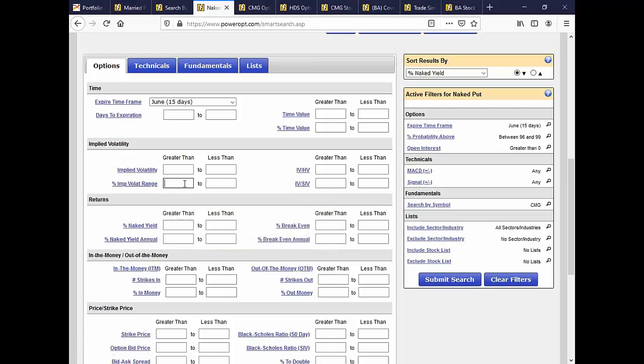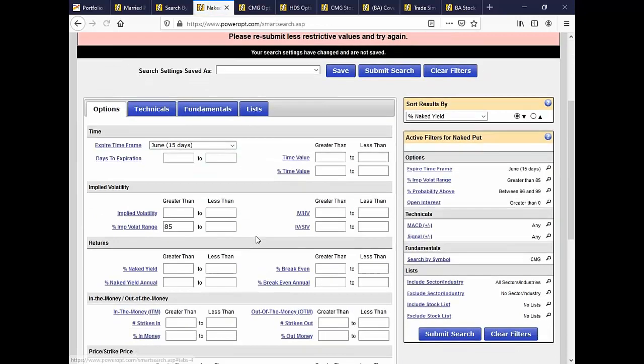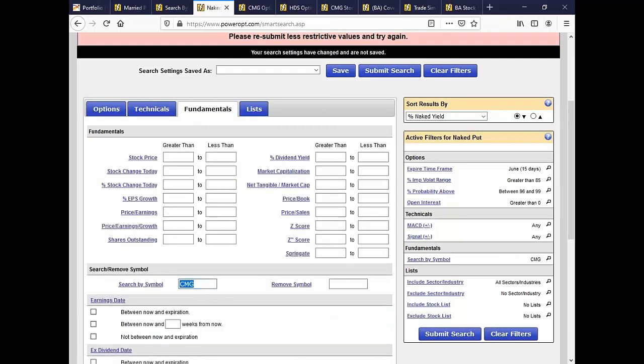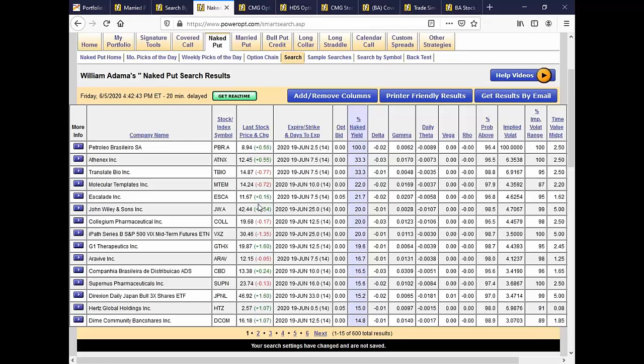So if I'm searching for naked puts and I only want to see put options generating premium that are near the high of their implied volatility, say the 85th percentile of their entire implied volatility range, I'll just plug that in. And because of my other criteria, let me take CMG out now that we're done with that discussion. CMG doesn't have a high implied volatility range. There we go. And you see things you'd expect to see.